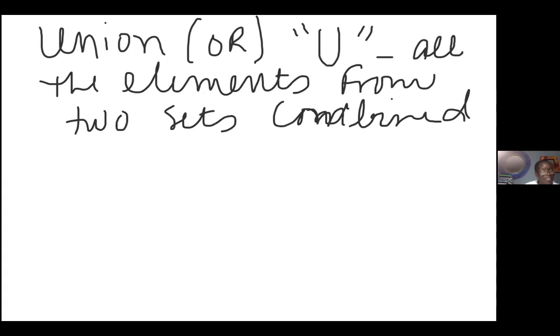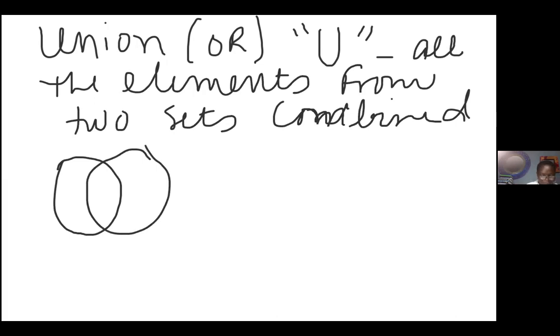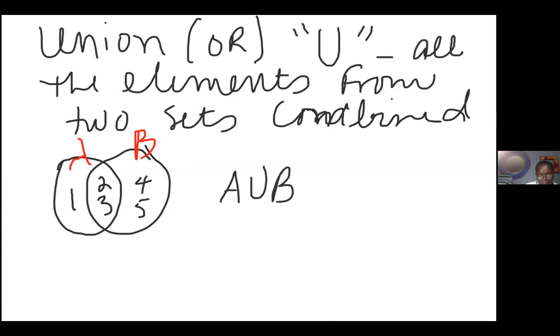And as with the intersection, guys, the best way to explain this is through a Venn diagram. So here comes another Venn diagram. Okay, very similar to the previous one. We got set A and set B. Now set A has the elements 1, 2, 3. B has the elements 2, 3, 4, 5. Now if they were to ask you for the union of set A with set B, as in what elements are in both of these sets combined.